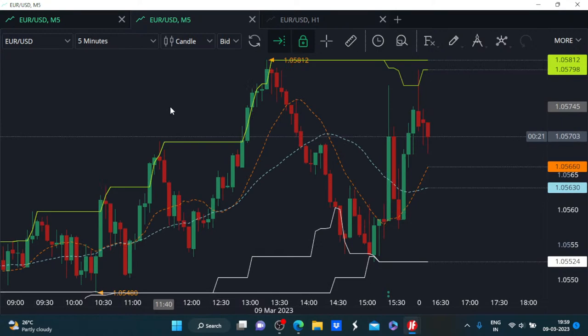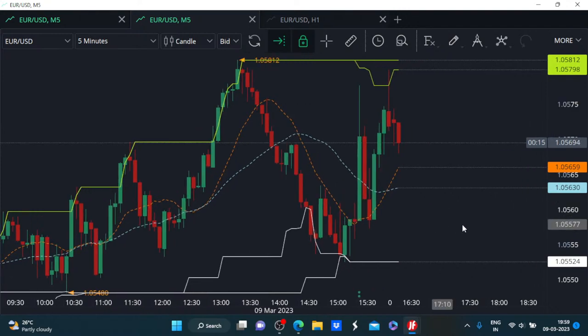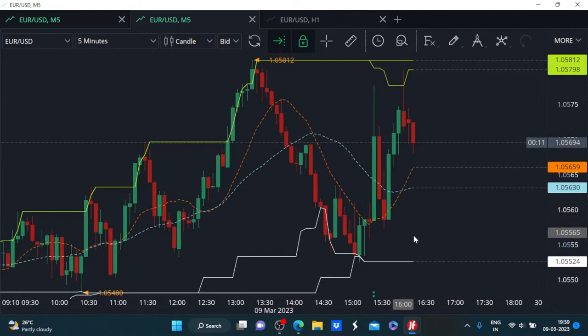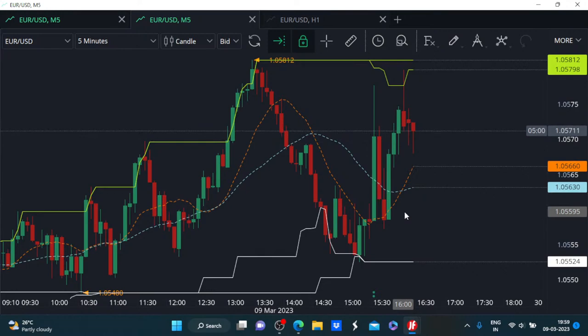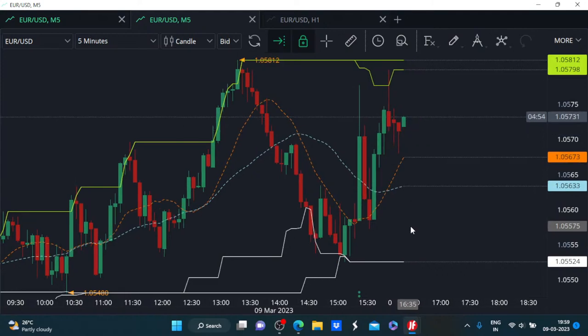So I think as long as this range holds, even for the next hour or two, it will be better for us to keep looking for buy trades in the Euro USD with these levels of around 1.0555 to 1.056 playing an important role on the lower side. So if we see the price stabilizing and not much declining below this immediate swing low, we can always go for a buy trade in the Euro.